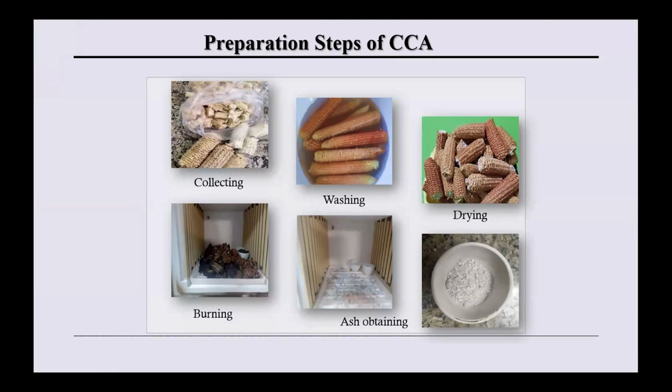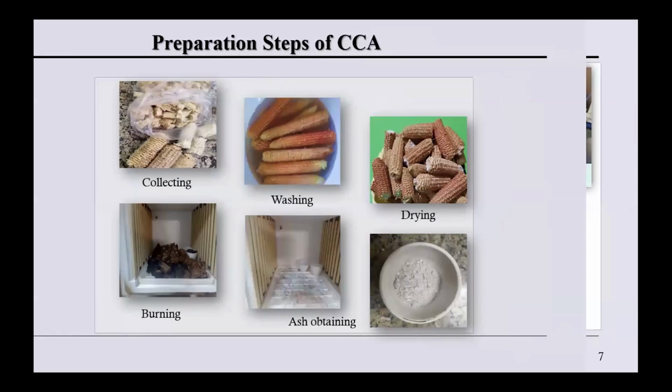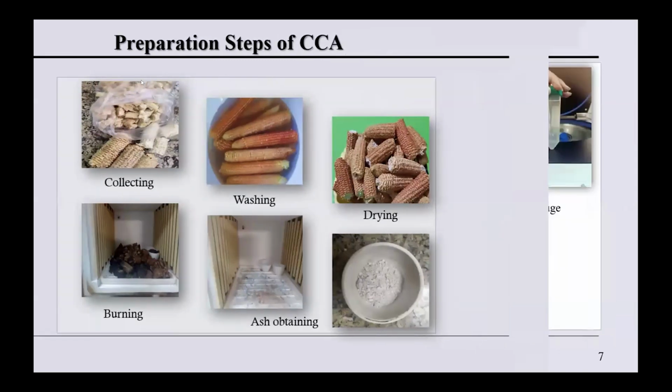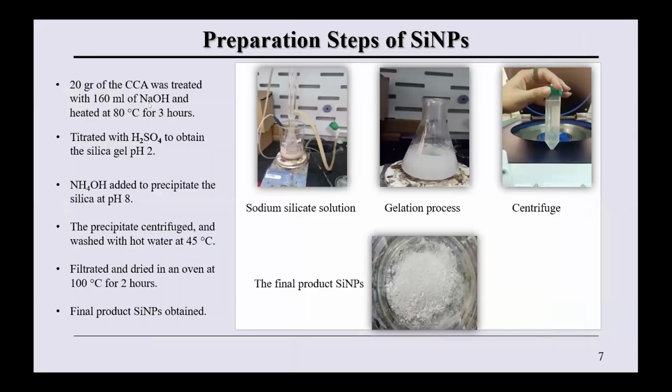The second step was synthesis of silicon nanoparticles through sodium silicate solution, which is clear here. We take 20 gram of CCA treated with sodium hydroxide, and after that we treated it with sulfuric acid to obtain the silica gel at pH 2. After that we add ammonium hydroxide to precipitate the silica at pH 8.